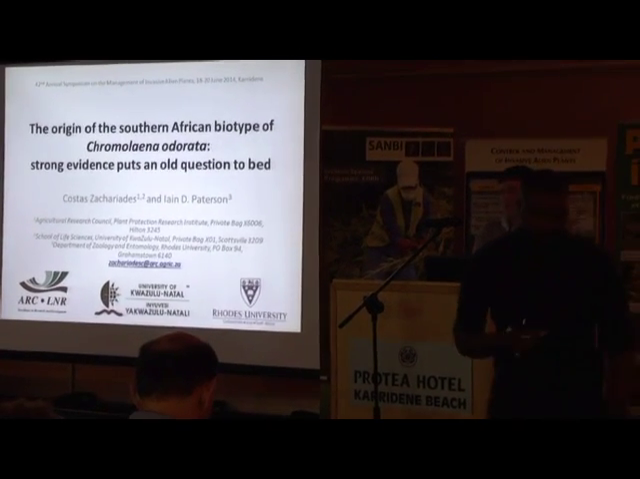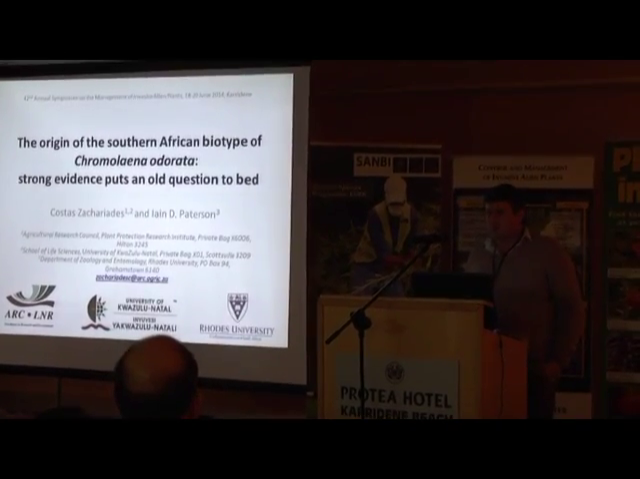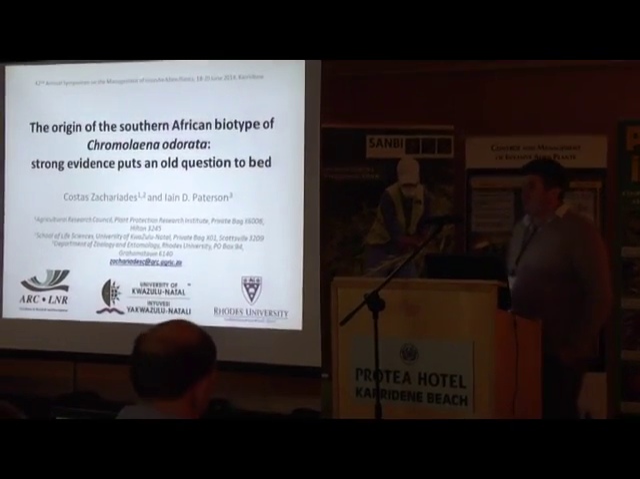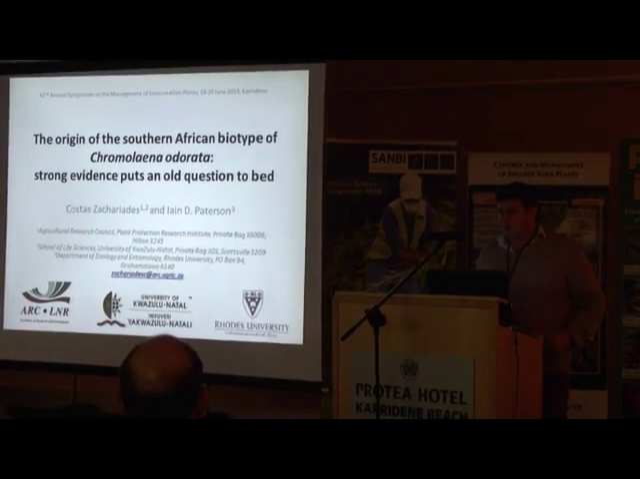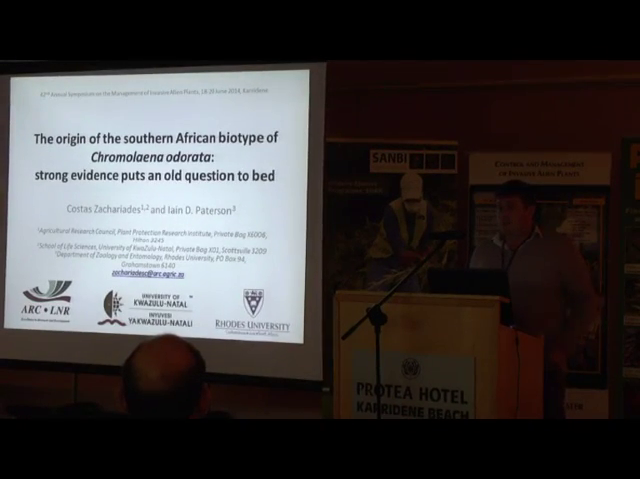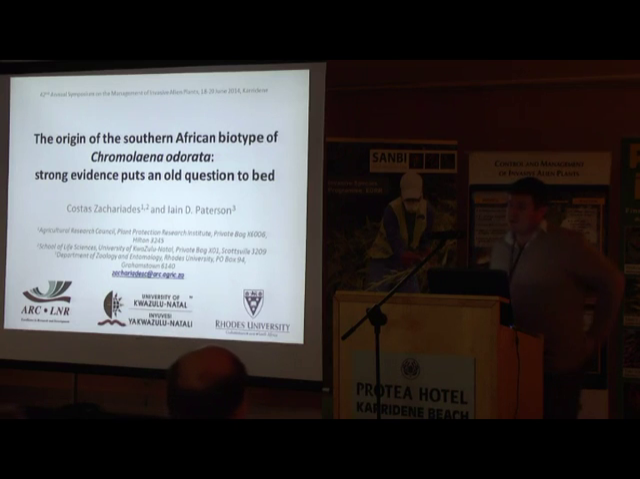Chromolaena is one of the worst terrestrial weeds in South Africa and across the world. But in South Africa, we have for a very long time been trying to find out where our Chromolaena odorata comes from, and we haven't been able to answer this question for many years. Recently we've got some really strong evidence that we now know the origin of our South African type of Chromolaena odorata. Obviously I can't tell you that until the end of the talk. That's the reason why Costas decided on this title, that there's now strong evidence that puts to rest a very old question that Costas in particular has been grappling with for many, many years.